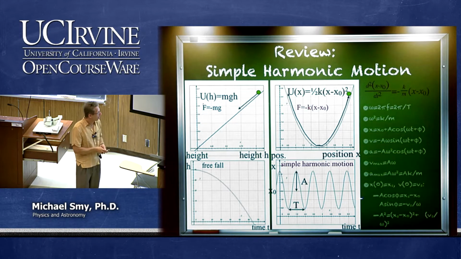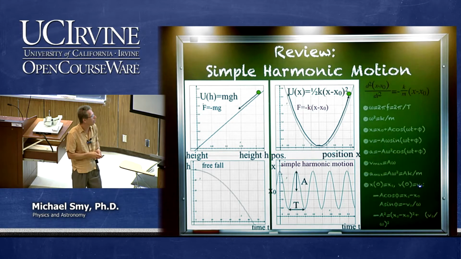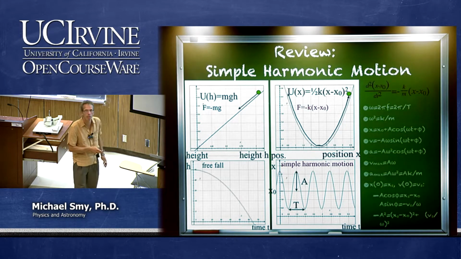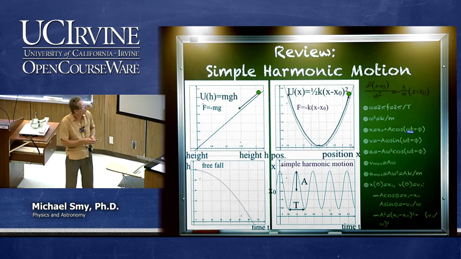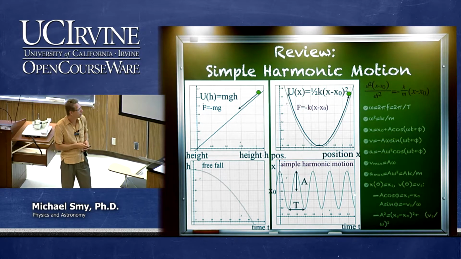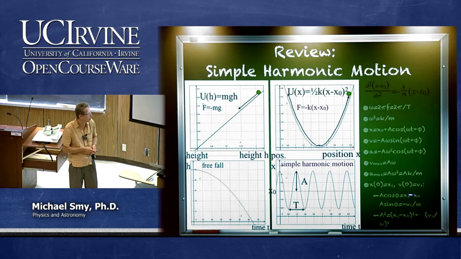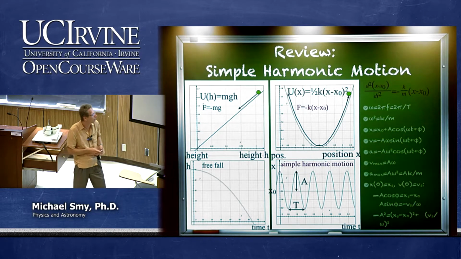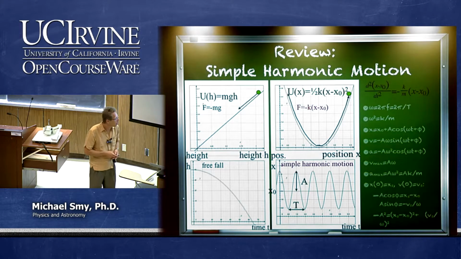One can then assume initial conditions. At time equals 0, there's some initial position xs and some initial velocity vs. And then simply plugging in those equations, we get that A cosine phi must be equal to xs minus x naught, and A sine phi must be equal to minus vs over omega. And these two equations are sufficient to determine phi and A in principle.